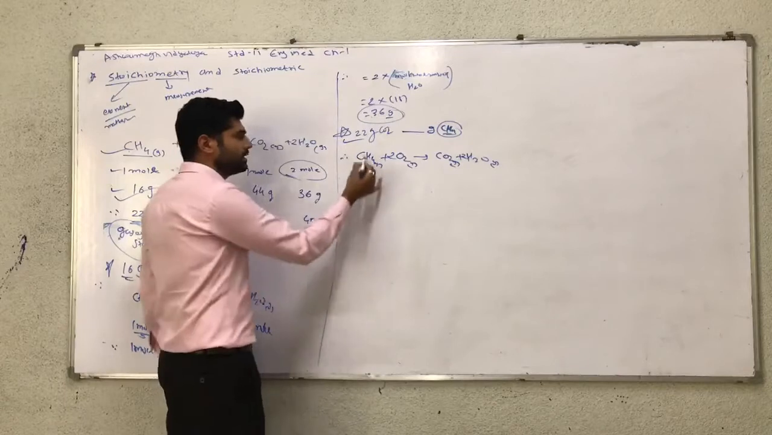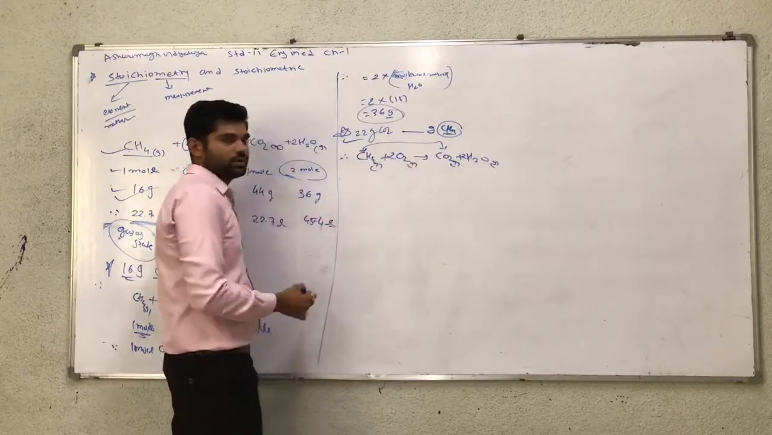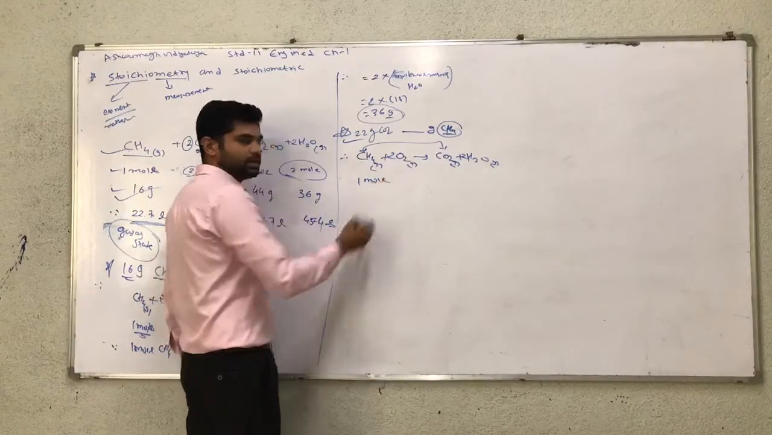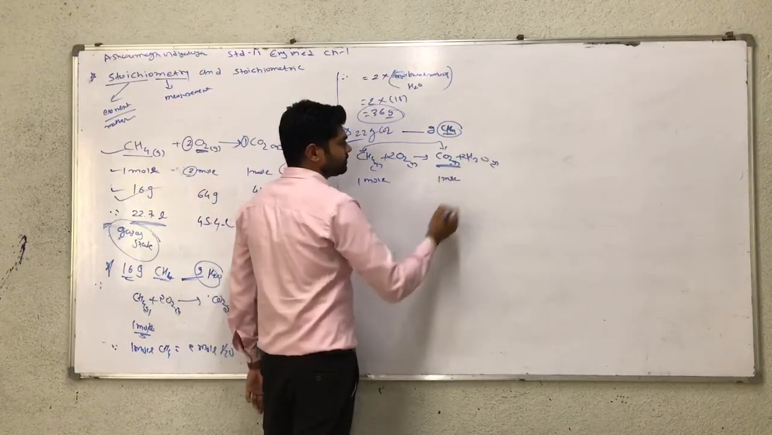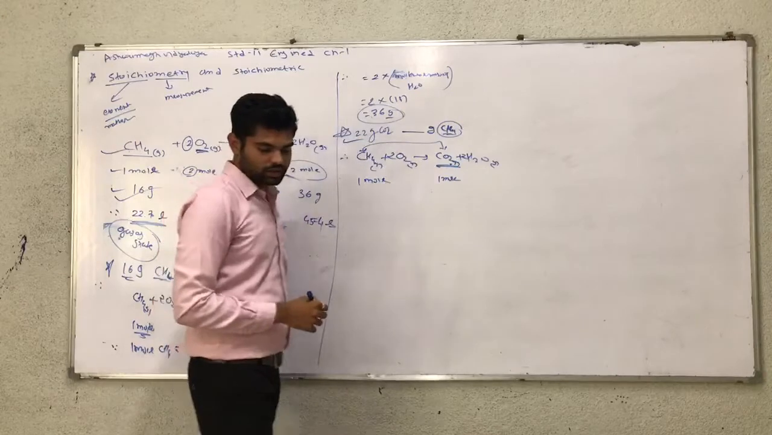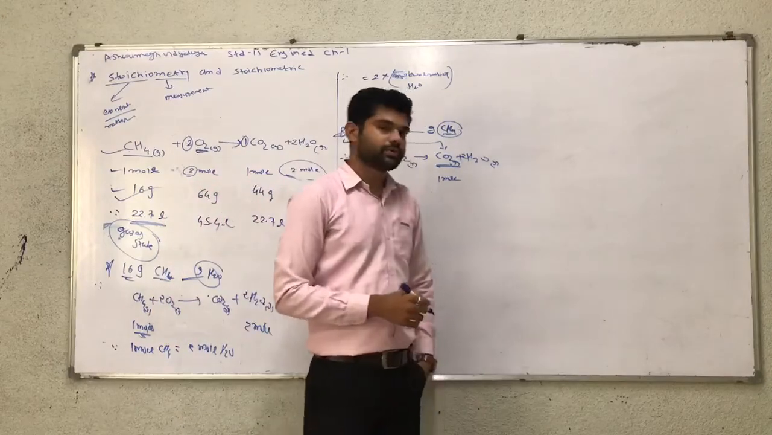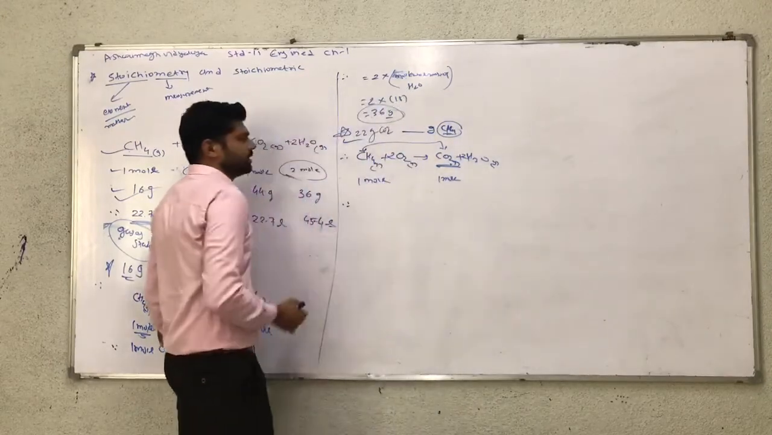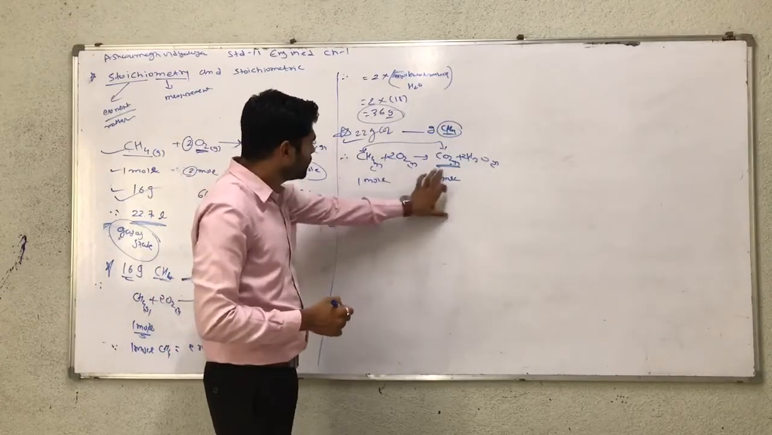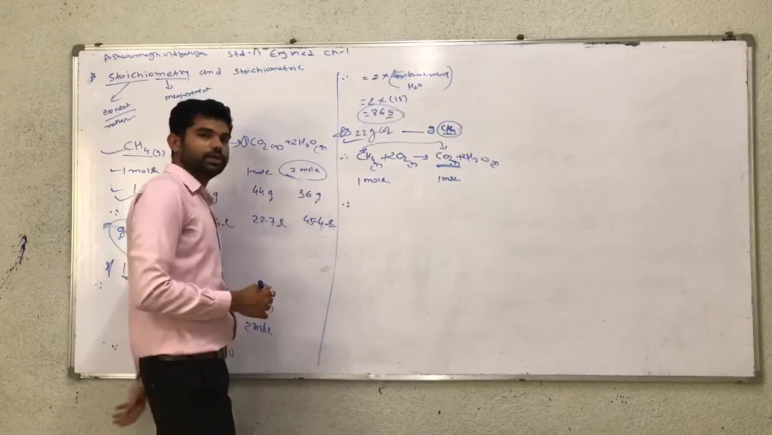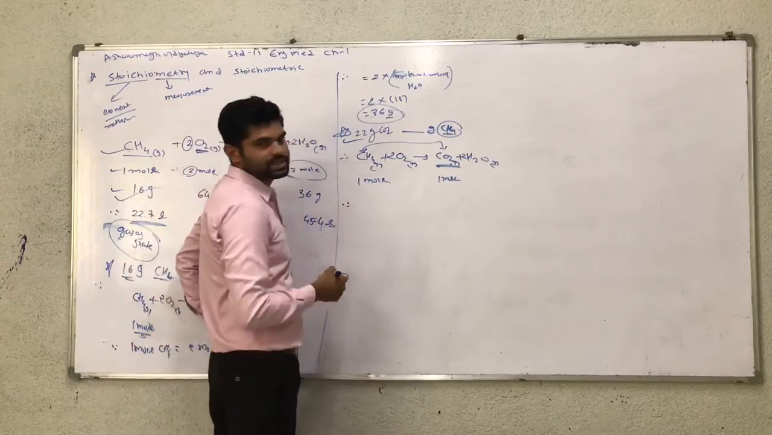So the relation between CH4 and CO2, how many moles? Here 1 mole of CO2 is produced when 1 mole of CH4 burns. 1 mole of CH4 means how many grams?